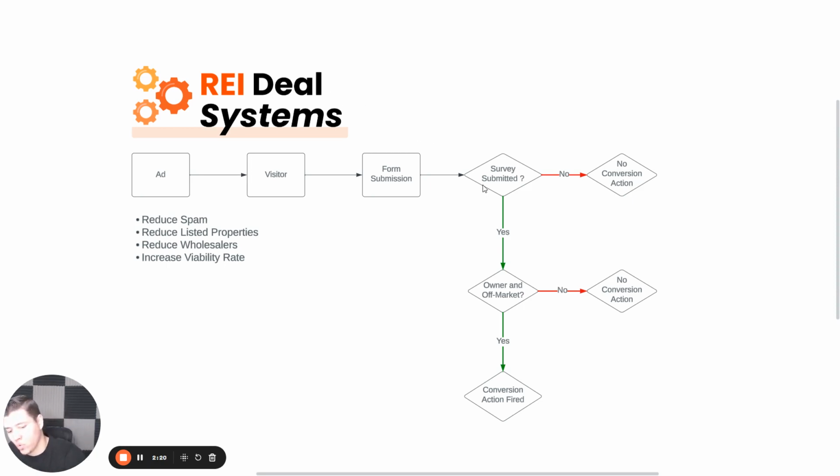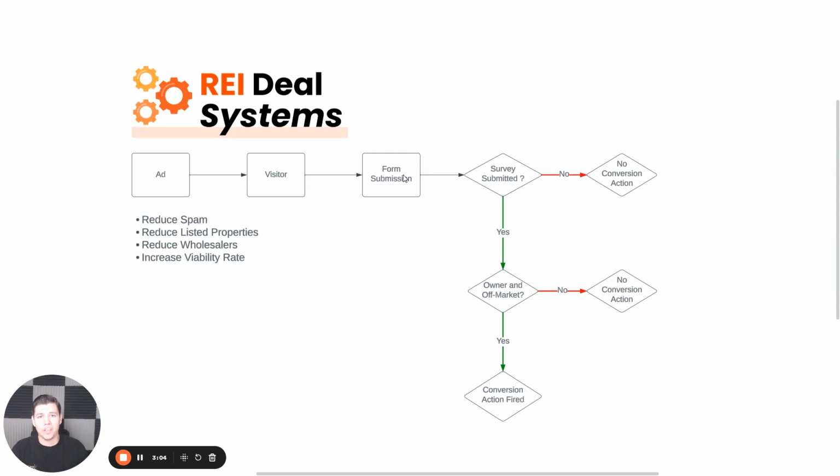Now, typically, with other campaign providers and with what's taught out there, somebody clicks on the ad, right? A visitor goes on the website, they submit the form, and the conversion action is fired, right? Even if it is a listed property, even if it is a wholesaler, even if it's spam, etc. And it's not actually training Google the correct way, and it's not training the algorithm for Google to properly bid on your clicks, right?